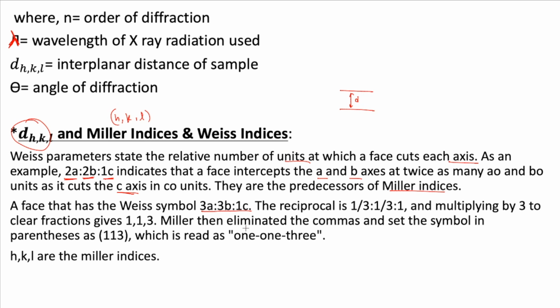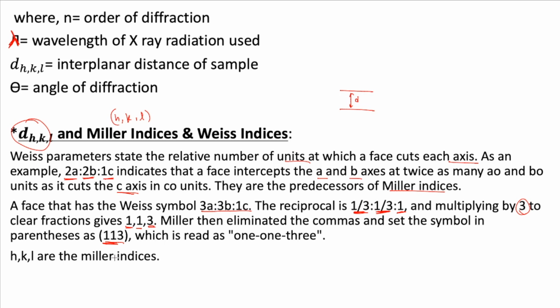Now to convert these Weiss indices into Miller indices, first of all you have to take the reciprocal of all of them. So 1 by 3, 1 by 3 and 1 are the reciprocals. Now you have to make them simple whole numbers, and for that you multiply with 3. If you multiply all of this with 3, 1 by 3 into 3 becomes 1, 1 by 3 into 3 again becomes 1, whereas 1 into 3 becomes 3. So this is going to be the Miller indices: 1, 1, 3.